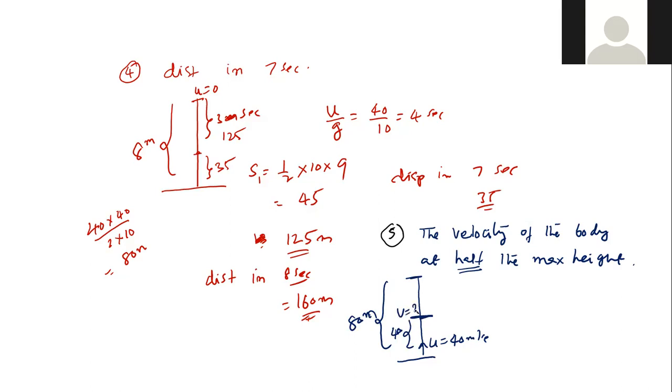Okay. Yes, sir. So what do I do? V square minus U square equals 2as.